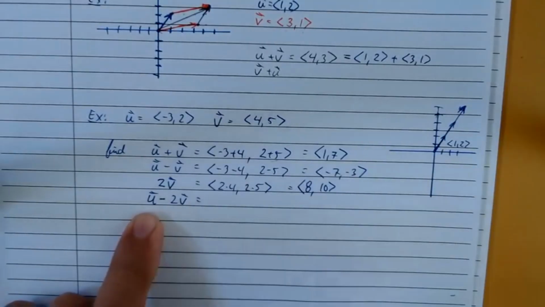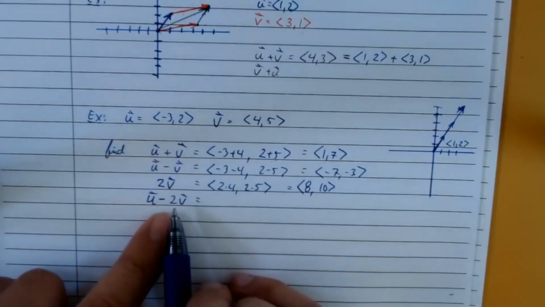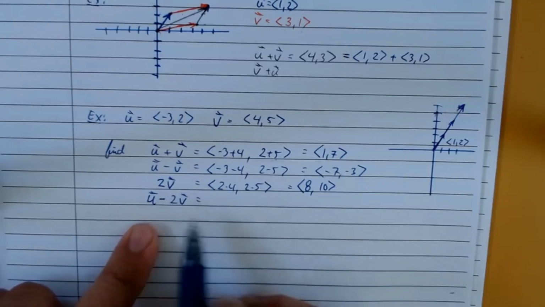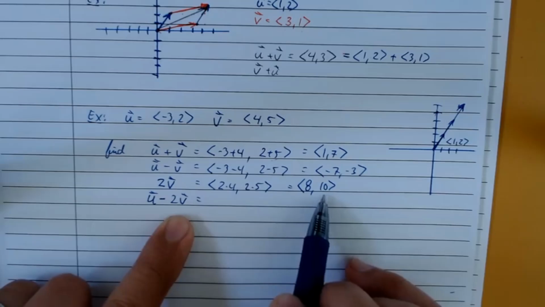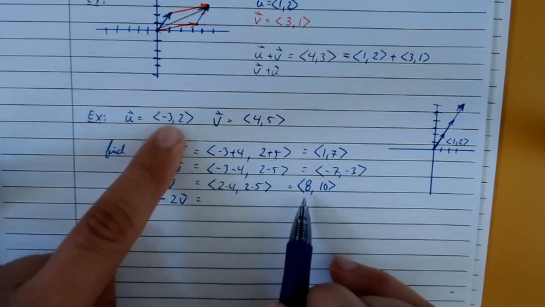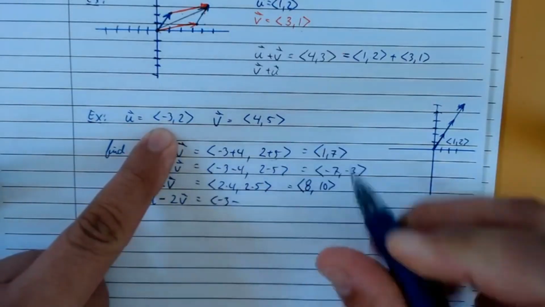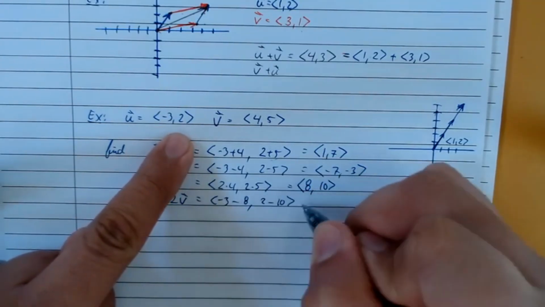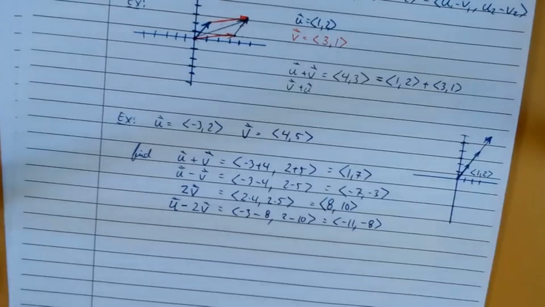Here, this is just a 2-part question. You're going to take your u minus 2v. Notice the order of operations here is still the same as with algebra. You're going to do your multiplication first, then your subtraction. Well, we already know our multiplication. 2v was this right here, 8 comma 10. So u minus 2v is that u minus that 2v. So negative 3 minus that 8, 2 minus that 10. And so that'll be what? Negative 11 comma negative 8. There you go, u minus 2v.